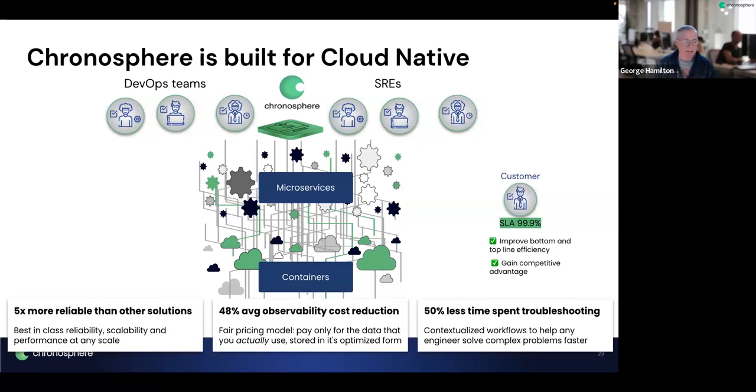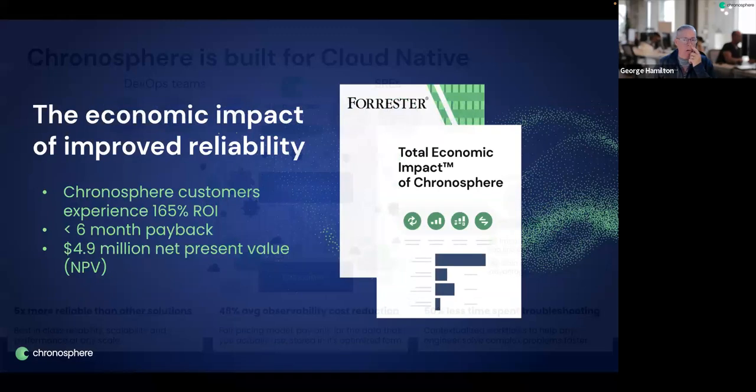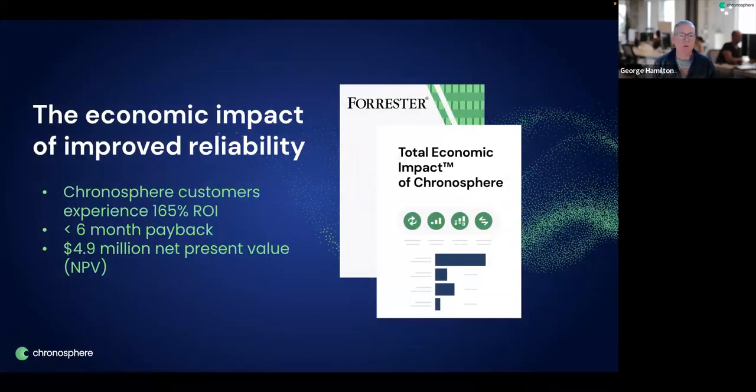And so again, the biggest things that we said, 5 times more reliable than most of the other solutions. You get a 48% average reduction in data and 55% less time troubleshooting with much higher reliability. And so we did a commissioned study with Forrester to get to the economic value of this. So what does it mean when your platform is more reliable?